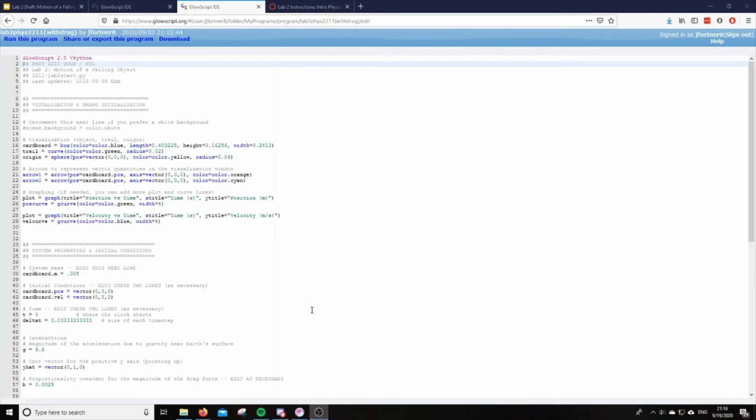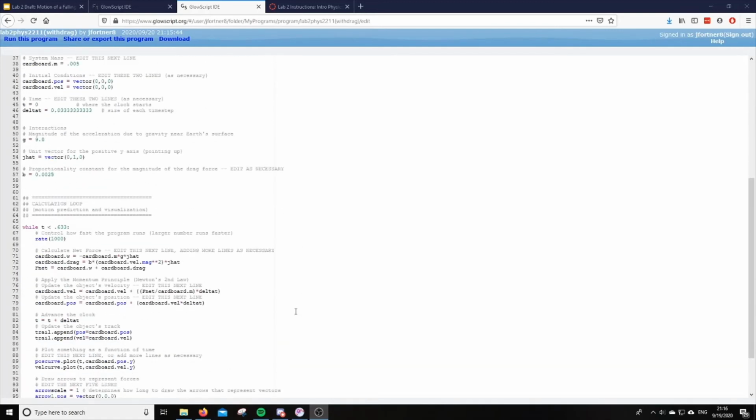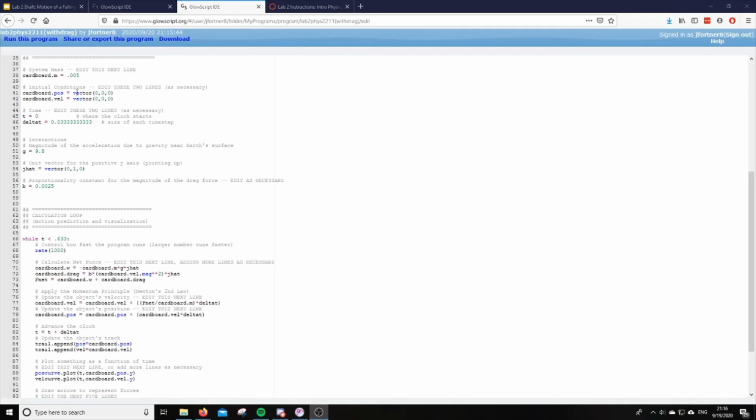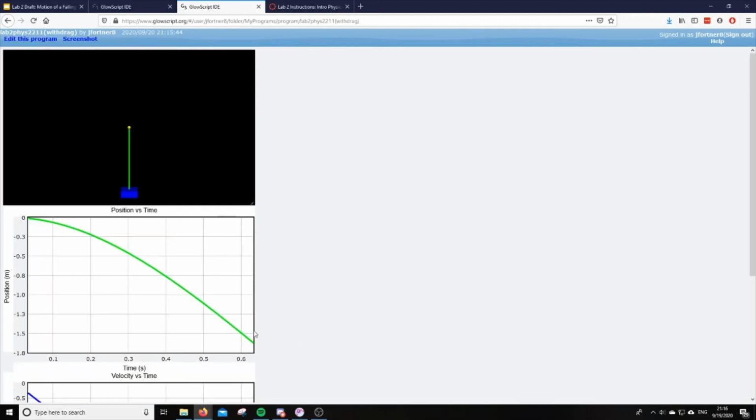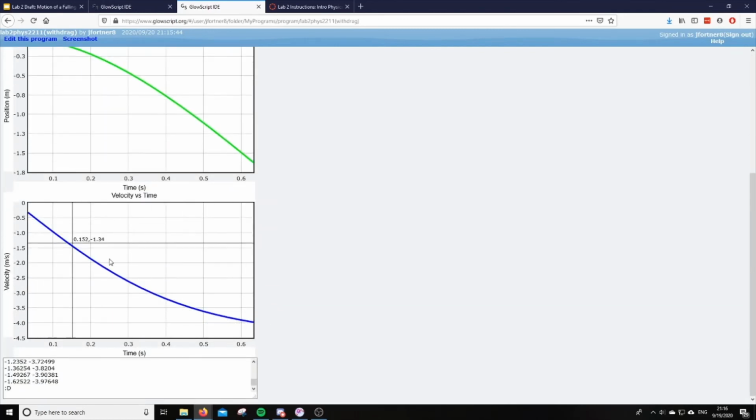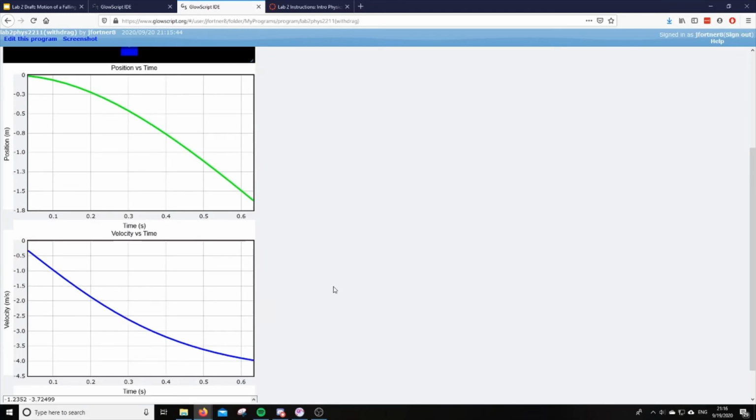Okay, and this is the model which takes drag into account. So as you can see, this one is different in that F net is actually equal to the weight force acting upon the cardboard plus the drag force acting on the cardboard. And this drag force is calculated by b times the magnitude of the velocity of the cardboard squared, times j hat, which is the positive y direction. And so as you can see in this model, the velocity tends to flatten out toward the end. It's starting to reach a constant rate.